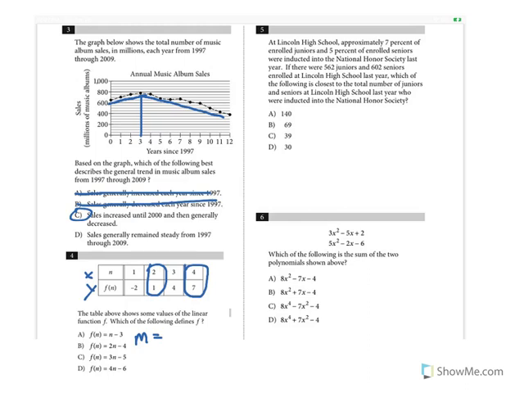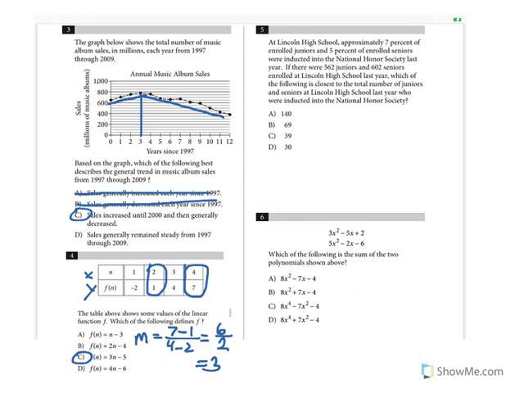So let's look at our slope. y2 minus y1 divided by x2 minus x1. That is 6 divided by 2, which equals 3. And so the only answer choice with the slope of 3 is C. F of n equals 3n minus 5.